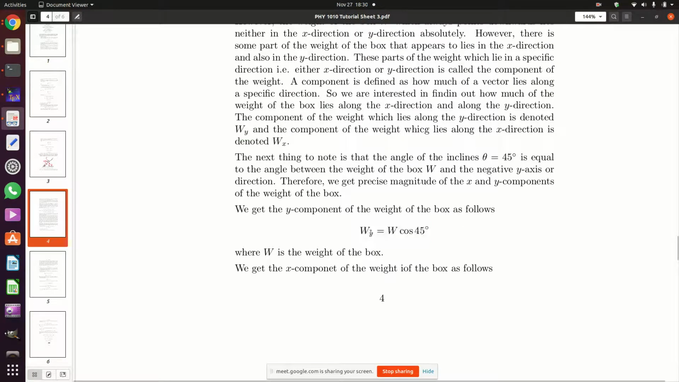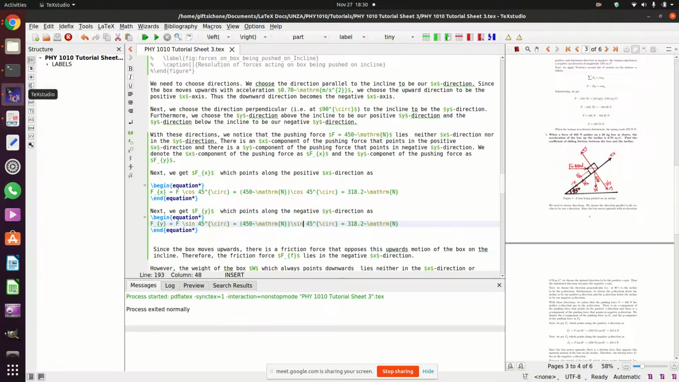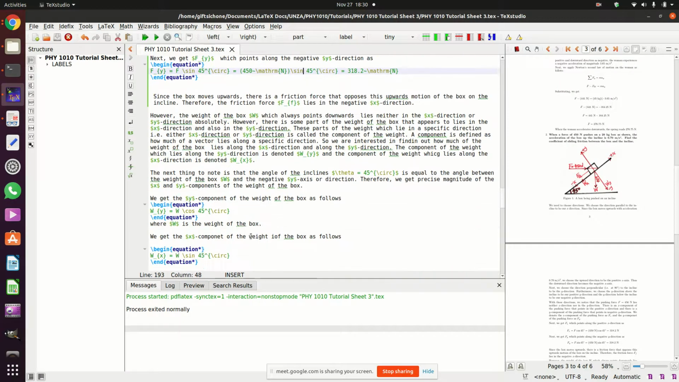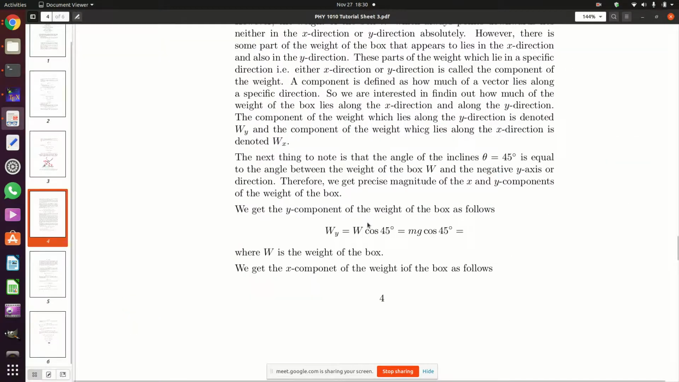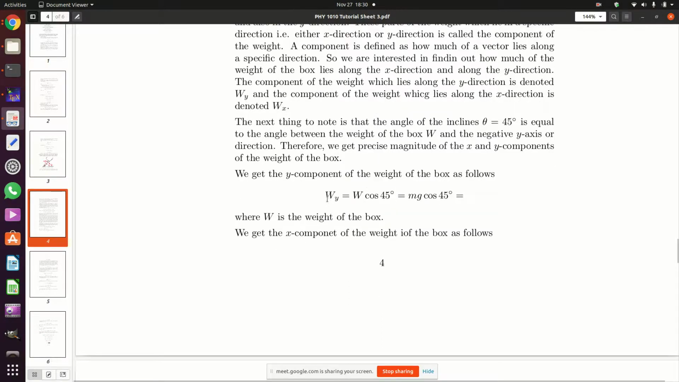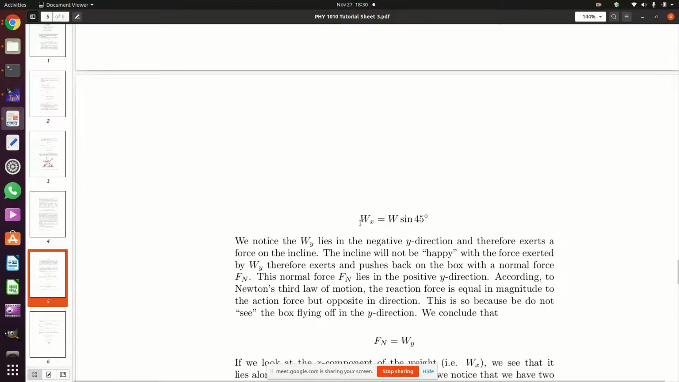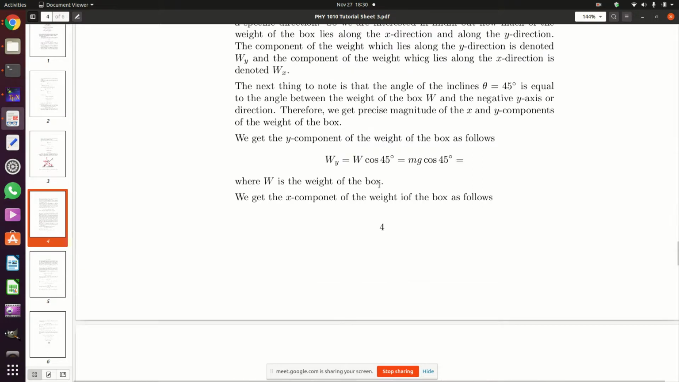So you end up having Wy equals W cos 45, and I think in this case this can actually be worked out. We don't have to wait a lot. That is also equal to m g cos 45. Are we clear about the weight? Why is it W cos 45 for Wy, and why is Wx W sin 45?